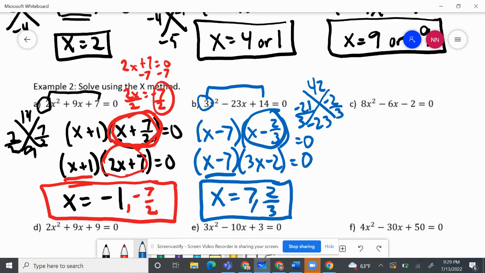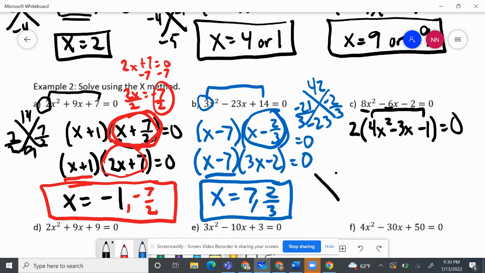Now, looking at letter C, I see that they're all even, so I'm going to factor out a 2 first. And that gives me 4x squared minus 3x minus 1 equals 0. We still have a leading coefficient. So I'm going to multiply the 4 times the negative 1, and that gives us negative 4. So two numbers that multiply together to give us negative 4 and add up to negative 3 would be negative 4 and 1.